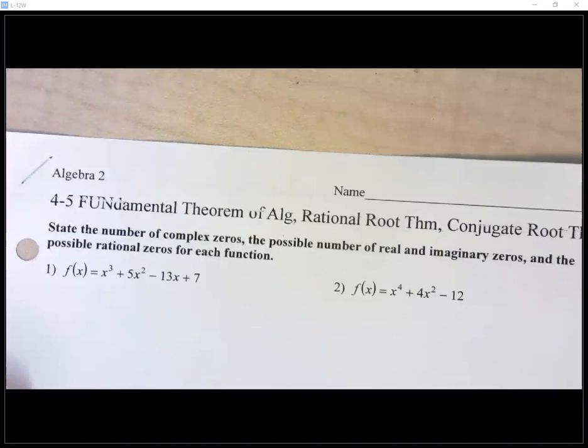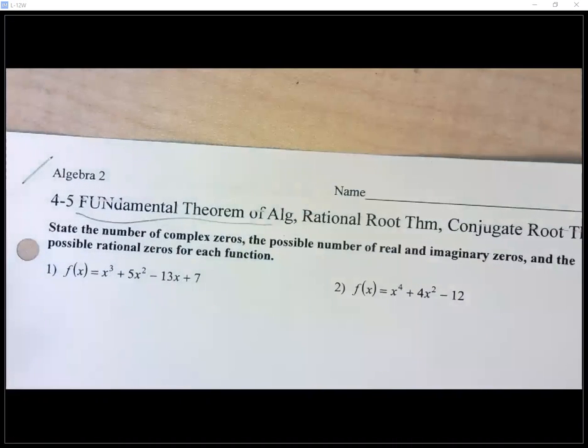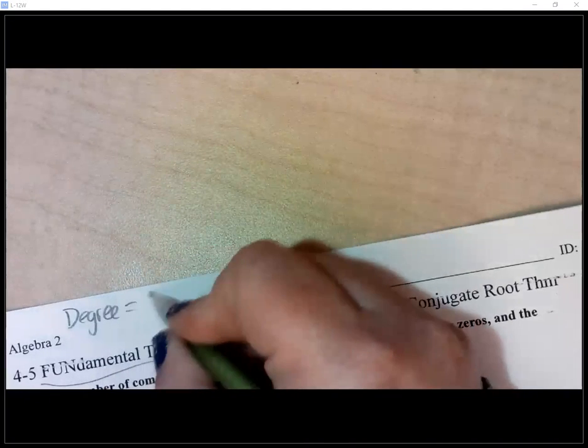We've actually already been talking about this one here. The Fundamental Theorem of Algebra basically just tells you, hey, if the degree is 4, you're gonna have 4 answers. If the degree is 3, you're gonna have 3 answers. So we've already been talking about this. So degree will always equal your number of solutions, total solutions.